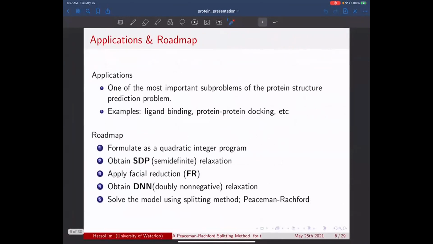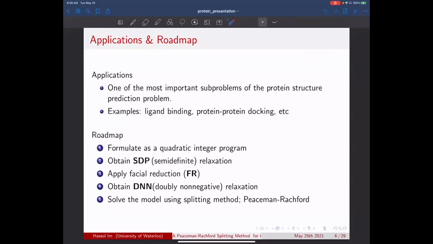So this side chain positioning problem has many applications. It is one of the most important sub-problems of the protein structure prediction problem. Examples are ligand bindings and protein-to-protein docking.